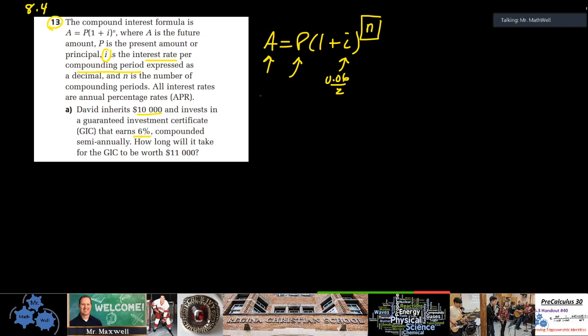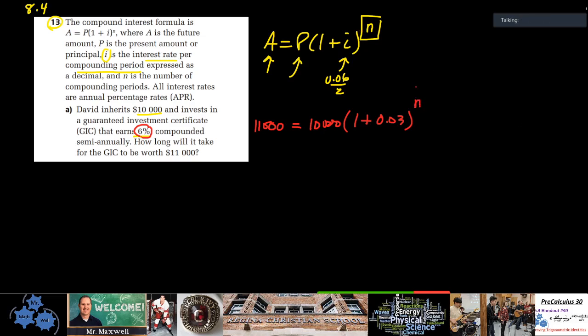So let's fill some things in. 11,000 is our end goal here. That's what we're going to end up with, and we're looking for the time. So 10,000 is put in, and we've got 1 plus i, and this i is the percent per compounding period. So this is going to be 0.03, and then this is to the power of n.